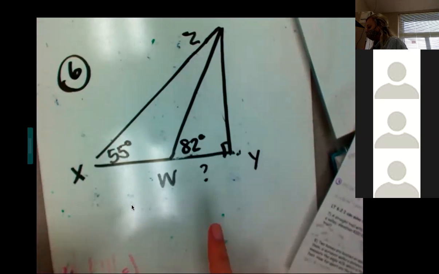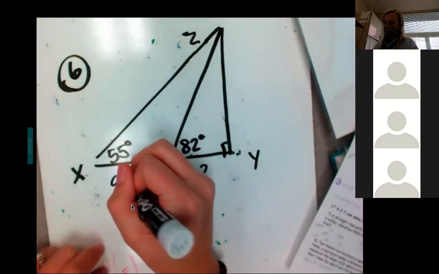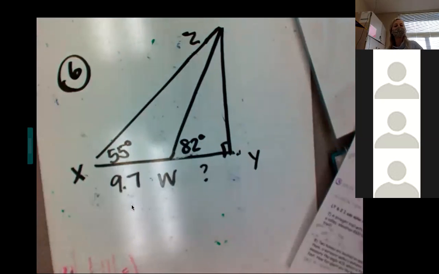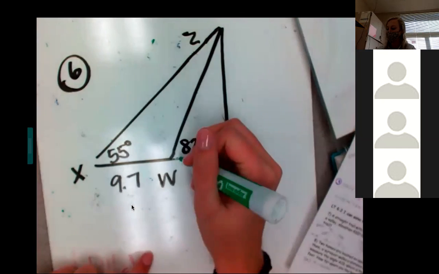All right, 82, 55, and this is 9.7. Okay, this is what they gave you in problem number 6. We are looking for this piece right here, WY.